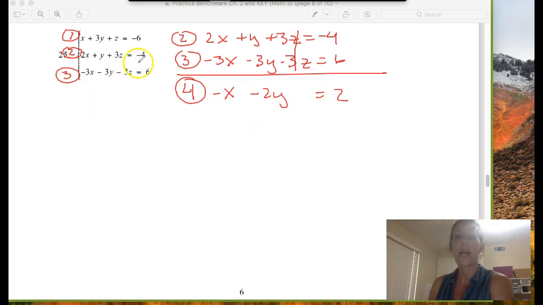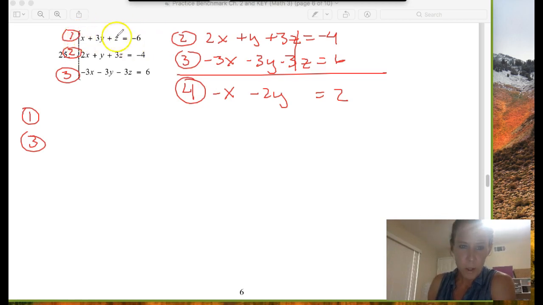Now I do it again with a different two equations. I used equations 2 and 3, so I can either use 1 and 3 or 1 and 2. Any two different equations. Let's see, what would be easiest? 1 and 3, because this is a negative and that's a positive. That will be easiest. So I'm going to take equation 1 and equation 3 and add these two together to get new equation 5.